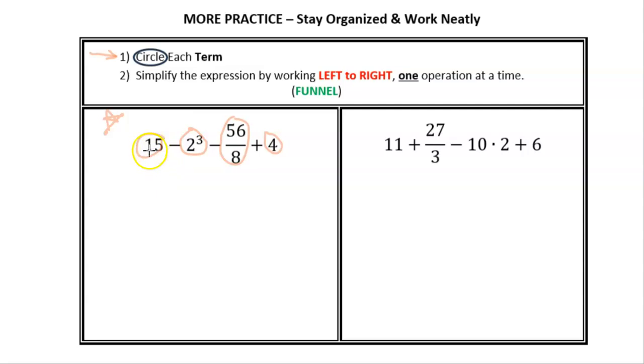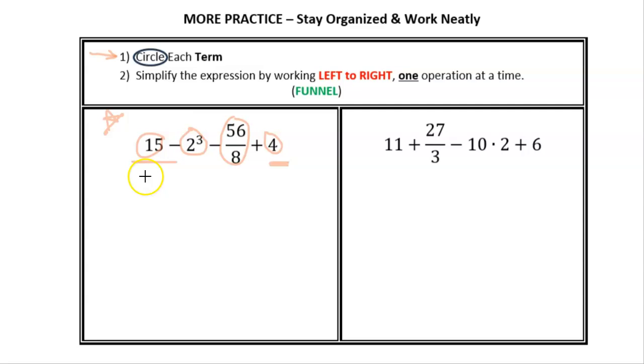So you should have circled the number 15, the math problem 2 cubed, the math problem 56 divided by 8, and 4. So those are 4 terms. So now we're up to 4 terms and they're not all cleaned up. This one is all cleaned up. So you don't have anything in row 1 to do to that, and this is all cleaned up.